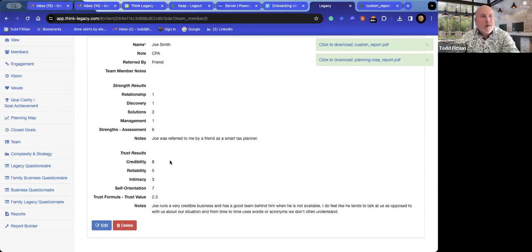But we want to know, on a scale of 1 to 10, how credible are they? What's the level of reliability? What's the level of intimacy in the relationship? And then again, self-orientation in this formula is the denominator. So it's divided in this case by 7. Self-orientation, you want to be a 1. You want that to be as low as you possibly can, because that means that this client feels that this CPA is actually more focused on himself than he truly is on the benefits of the client. So that's a very important piece there.